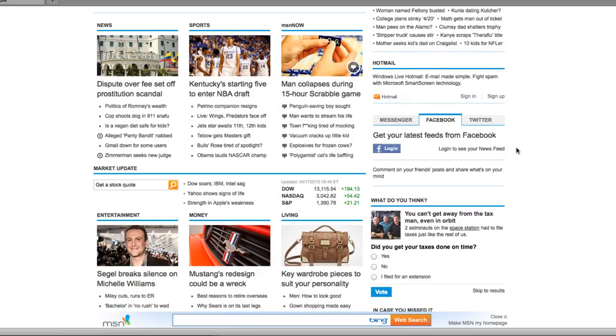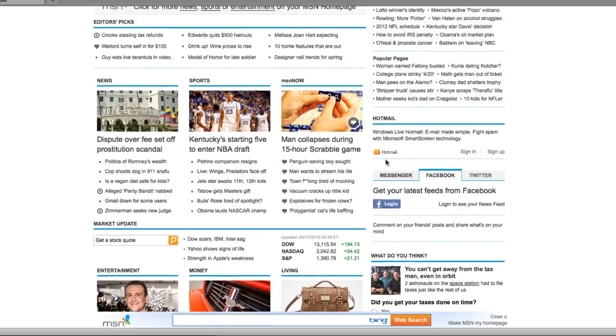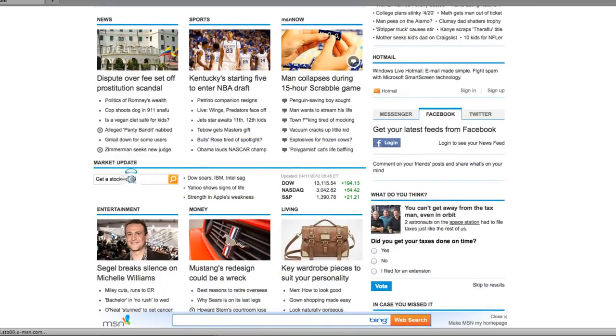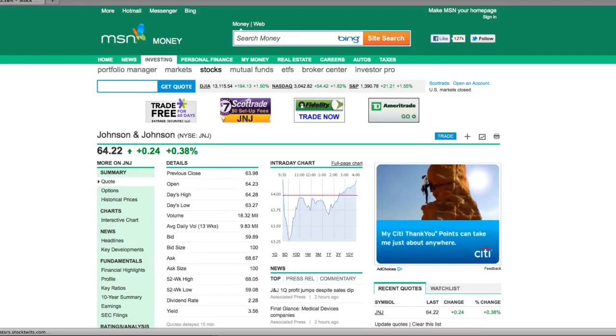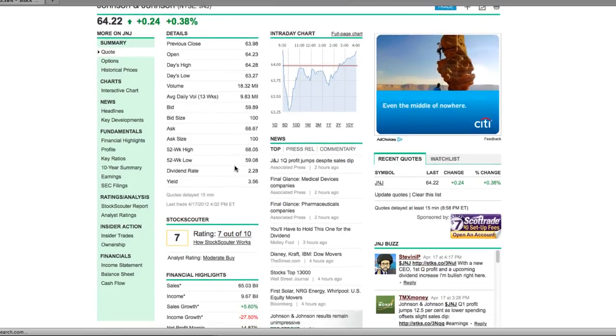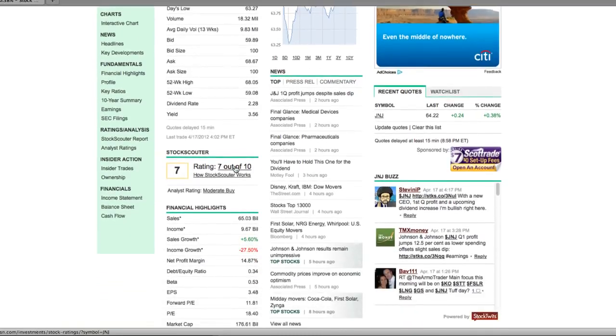So in order to do that, you just go about halfway down the page, and you're going to click right in here where it says Market Update. The company we'll use is Johnson & Johnson. So I'm just going to type in J&J because that's the stock ticker, and then I hit enter. Okay, so we arrive at the Johnson & Johnson main page where it has all these numbers and information.